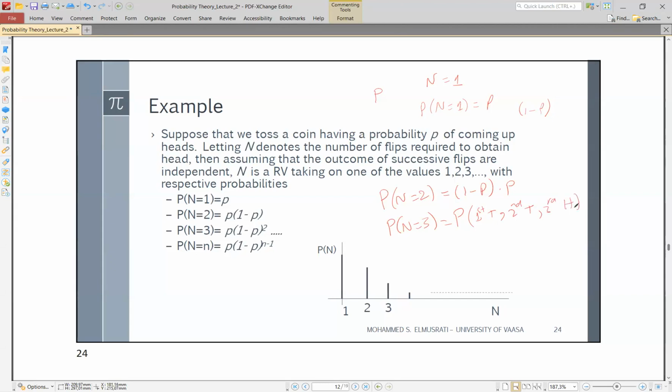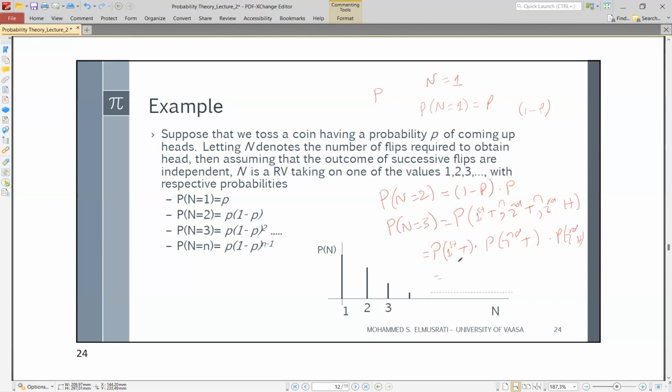It was head. Okay. Now this is and. And means intersection. If you remember, when we talk about conditional probability, we proved that if the events are independent, then the result of and will be the multiplication. So this will be the probability that the first is tail times the probability the second is tail times the probability the third is head.